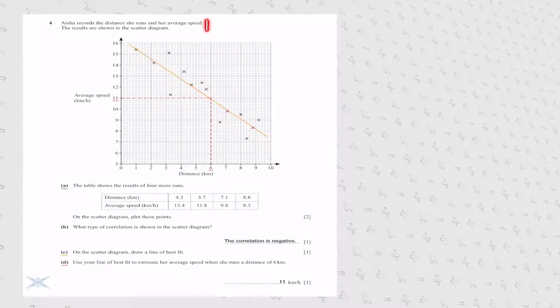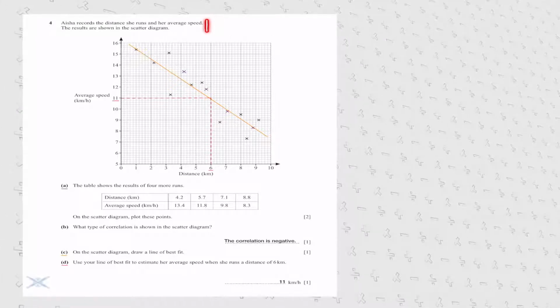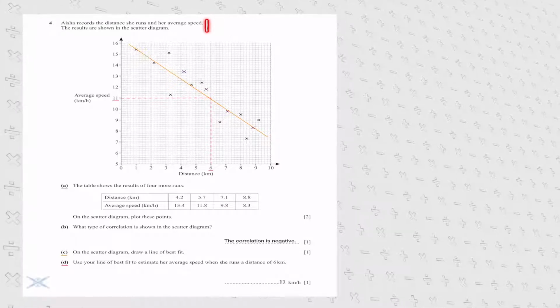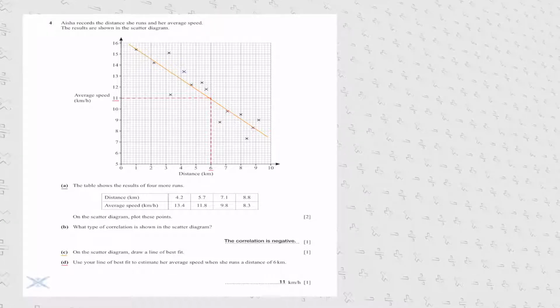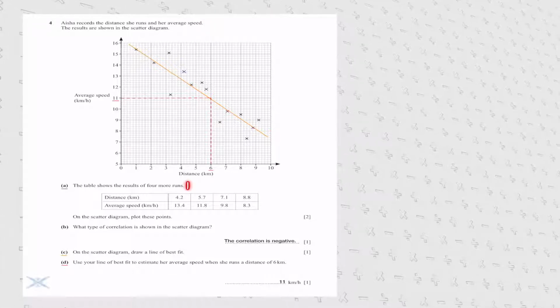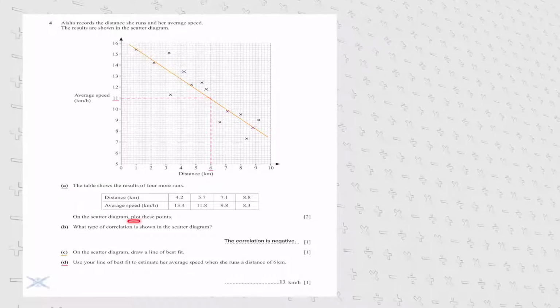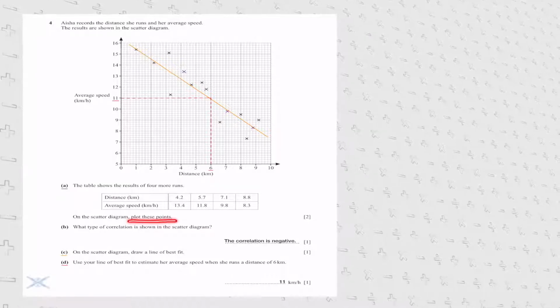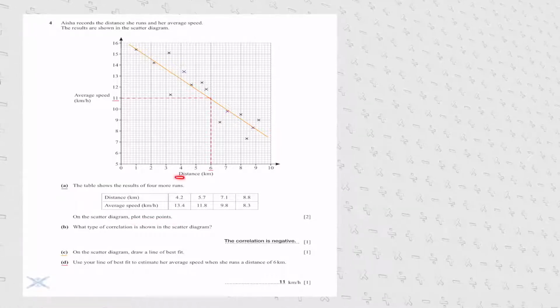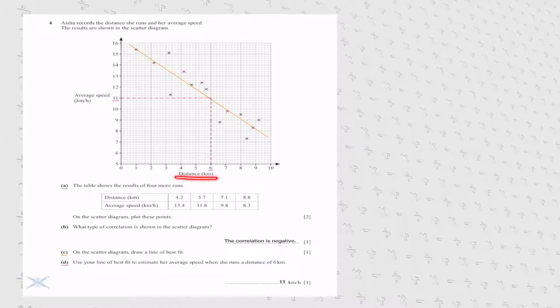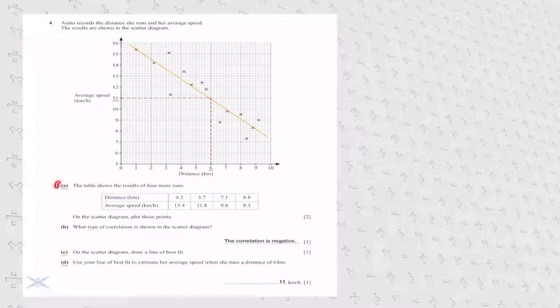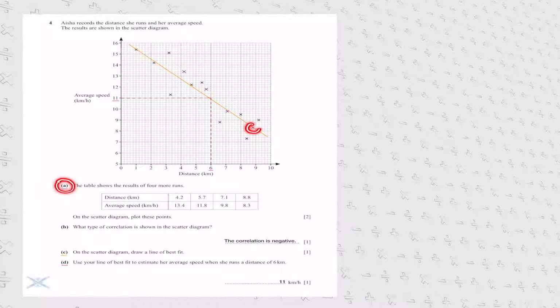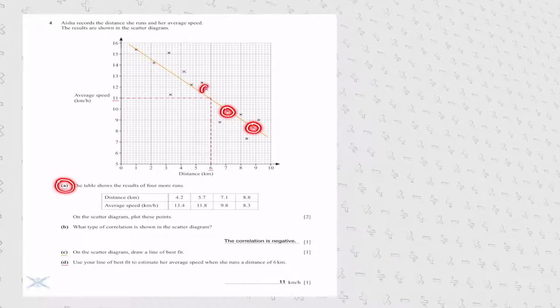Next to exercise 4, Aisha records the distance she runs and her average speed. The results are shown in the scatter diagram. We'll look at this here. Exercise A, the table shows the results of 4 more runs, and in order to plot these points, we just need to keep in mind that on the x-axis the distance is represented, whereas on the y-axis the average speed. In doing so, we should receive all of those points here that are color-coded in purple.